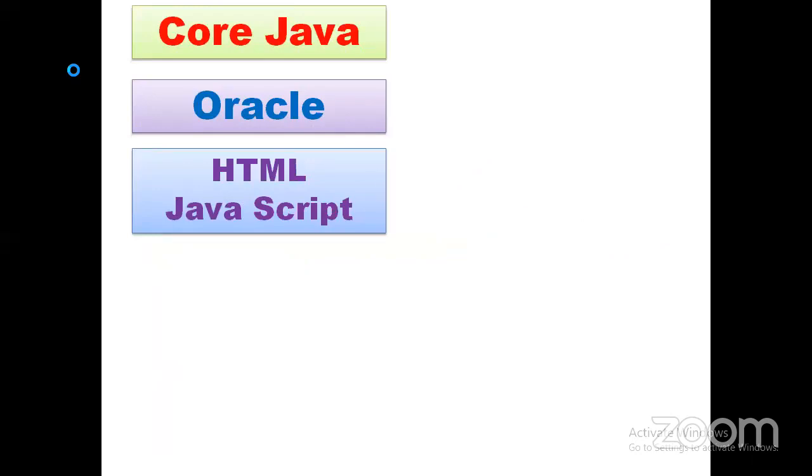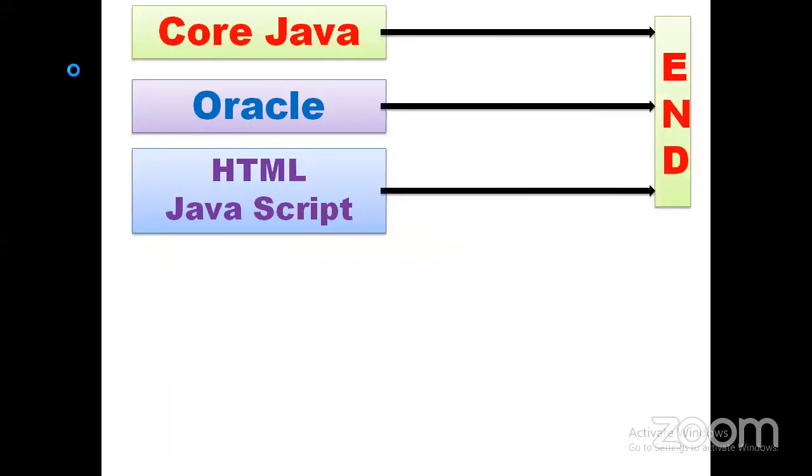Okay, then next, now Core Java, Oracle, HTML. These are three courses you can start without any prerequisite. You can start these three courses without any prerequisite. All three courses you have to start at a time because we want to save time. So to save time, you have to spend more hours, obviously, right?